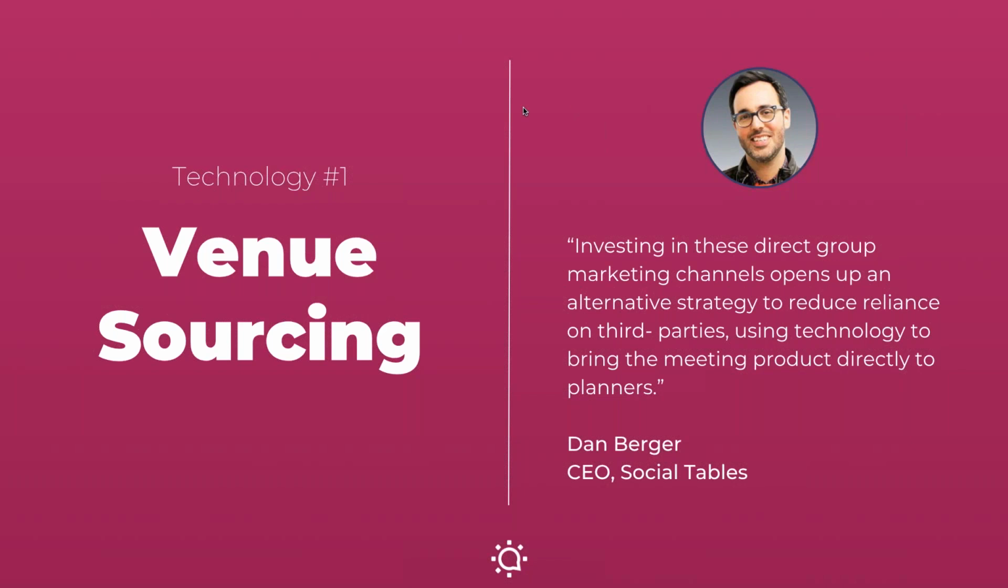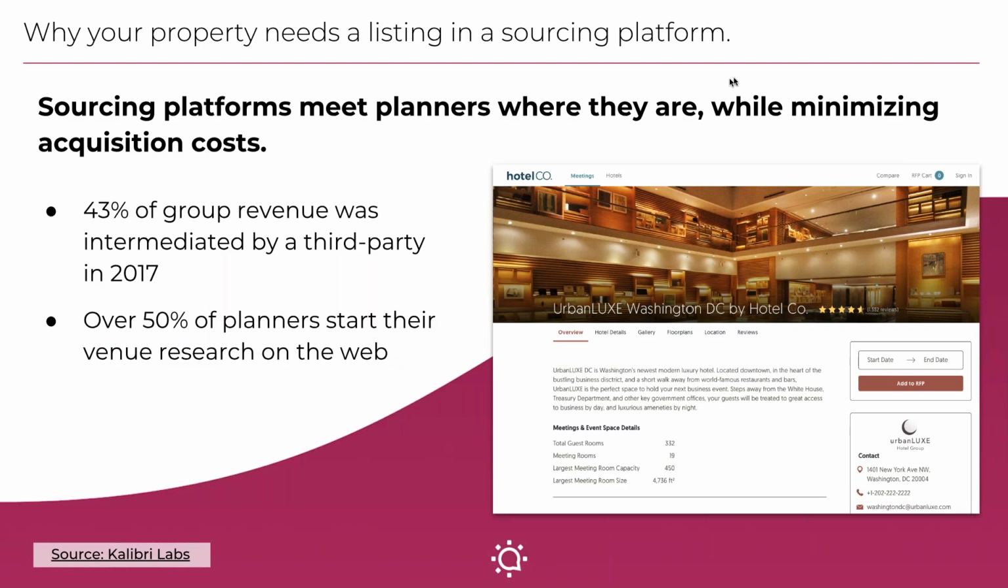So tip number one is around venue sourcing. So here we go. This is something that we like to talk a lot about because of that second bullet point: over 50% of planners start their venue search on the web. And the interesting thing is that 43% of group revenue was intermediated by a third party. So two things to think about there. One, if 50% of planners are starting on the web, what does your web experience look like from a group standpoint? It's probably pretty good on the transient side, but when's the last time you tried to book a group through your website and test that experience? And number two, potentially half of your group business is coming from a third party, and you have to think about why that is.